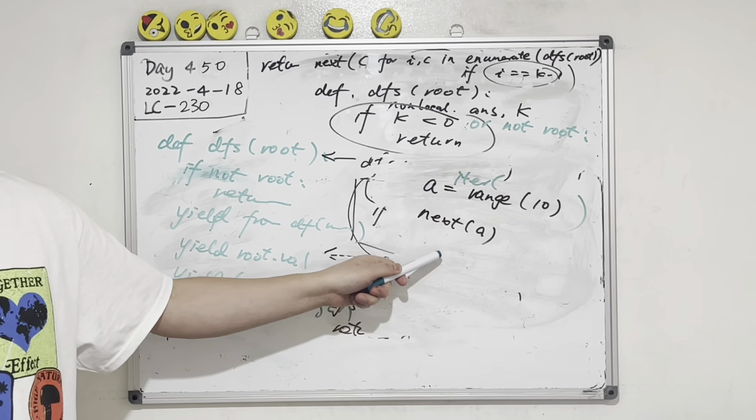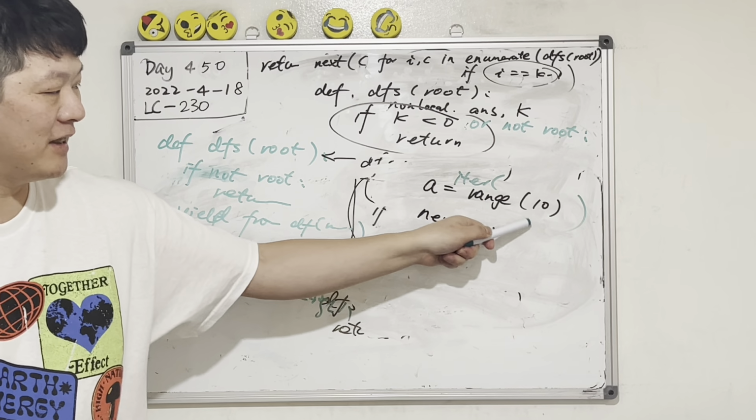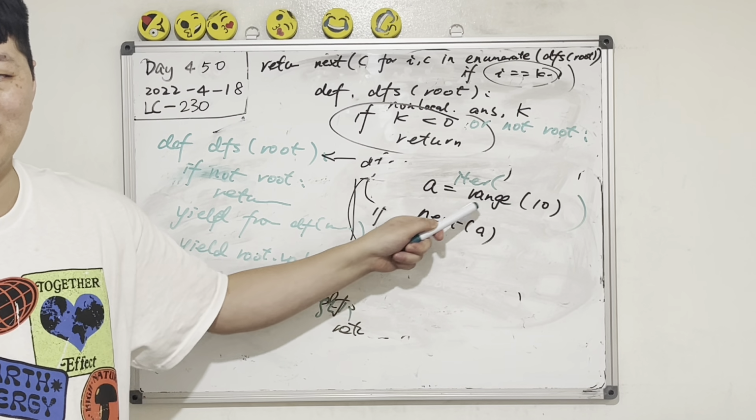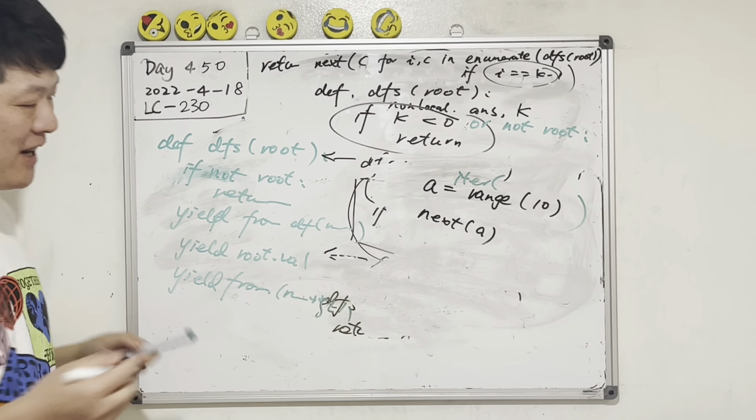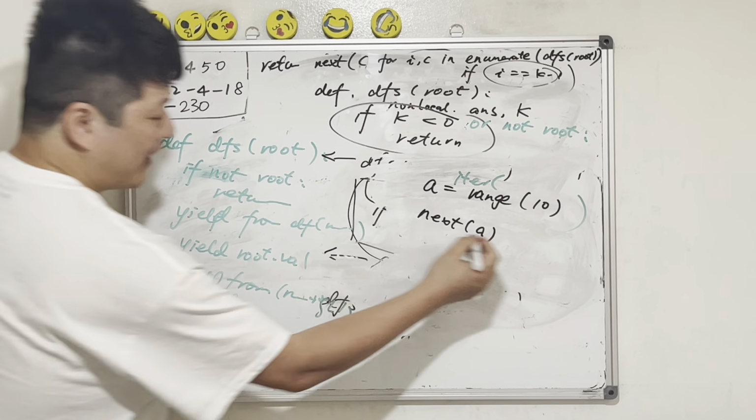Next A. What's the first value in range 10? 0. It starts from 0, right? Okay, it's 0. And then I do this another time. Next A, what does it return? 1, 2, 3, 4, 5, 6, 7, 8, 9. I'm going to keep writing here. Suppose next A now is 9. So next A, what happened?